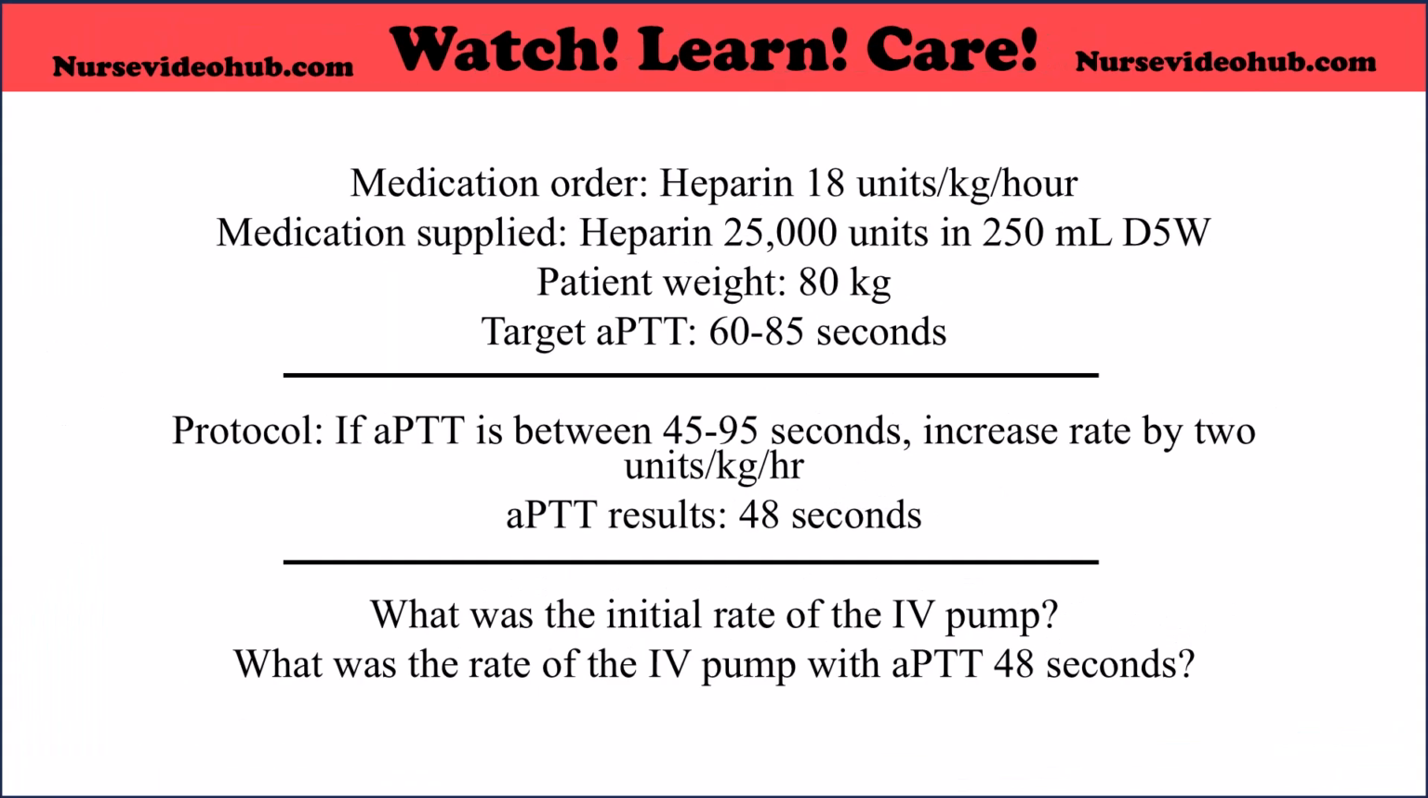Let's complete one more calculation where the heparin dose is titrated to a lab value, the aPTT lab value. The initial order is heparin 18 units per kilogram per hour. The medication supplied is 25,000 units in 250 milliliters of D5W. The patient's weight is 80 kilograms. The target aPTT is 60 to 85 seconds, but the patient's aPTT result was 48 seconds. And the protocol reads, if the aPTT is 45 to 95 seconds, increase the drip by 2 units per kilogram per hour.